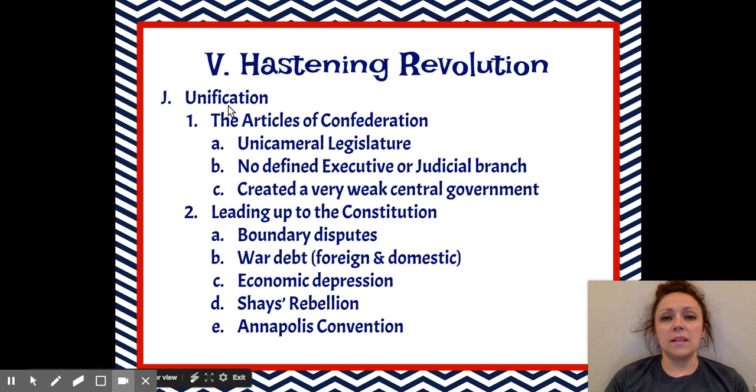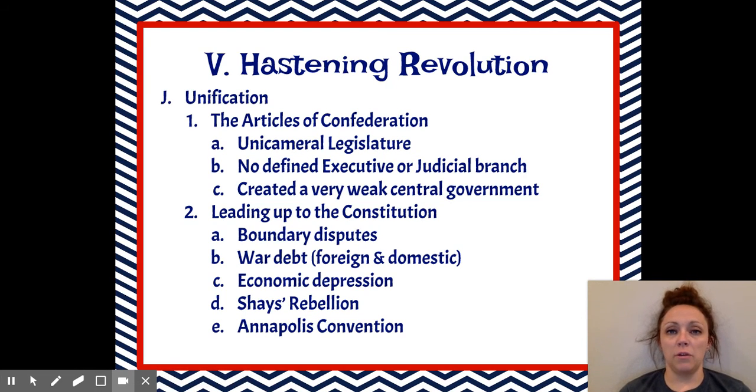We've got the Articles of Confederation. Now, the Articles of Confederation is probably something that you don't talk about a whole heck of a lot, or maybe don't really remember a lot about from American history. But the Articles of Confederation was our first attempt at self-government in the United States. Okay, and I definitely want you to know that, the first attempt at self-government.